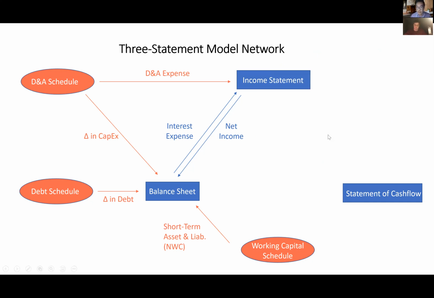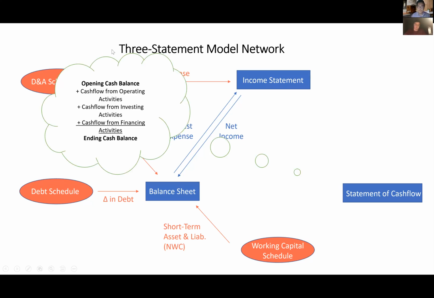So now, last, we have the cash flow statement. Recalling what we were discussing earlier, the ending cash depends on whatever we have at the beginning of the year, plus any cash flow from operating activities. Operating activities, earlier we said, is coming from the working capital schedule, the changes in net working capital, and we're also getting it from net income. So these two parts make up the majority of the cash flow from operating activities.